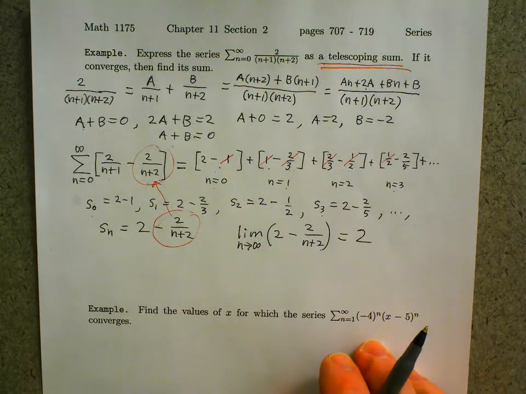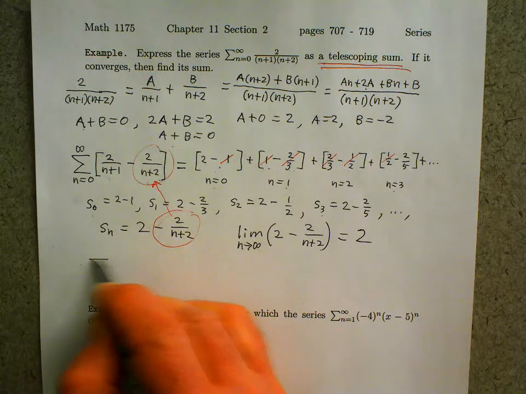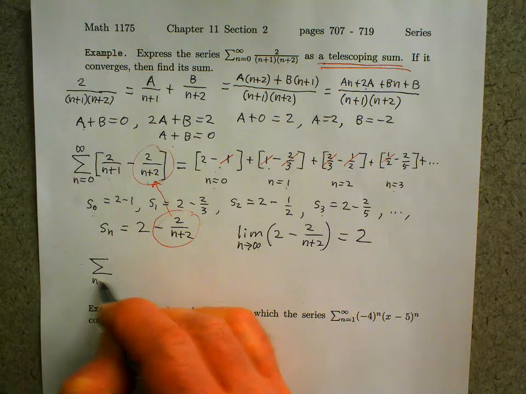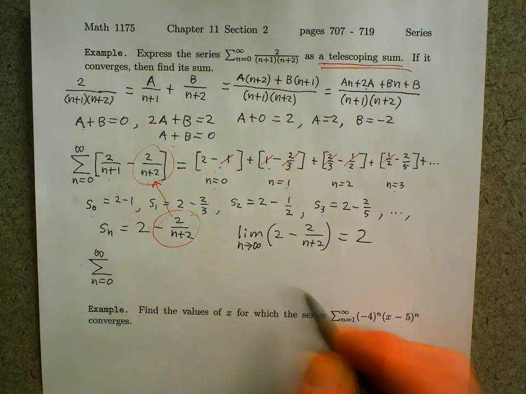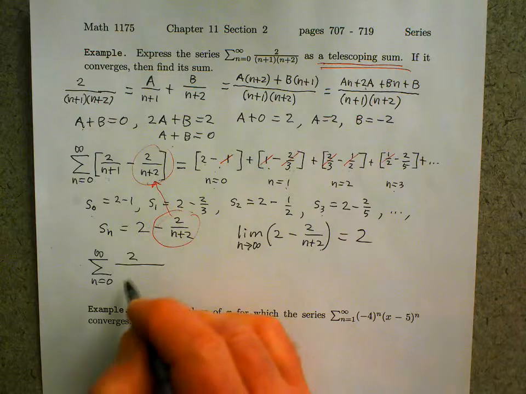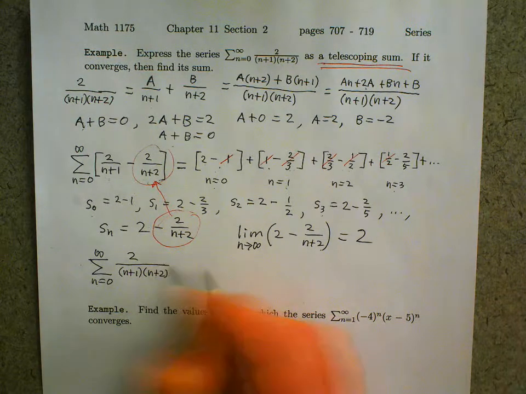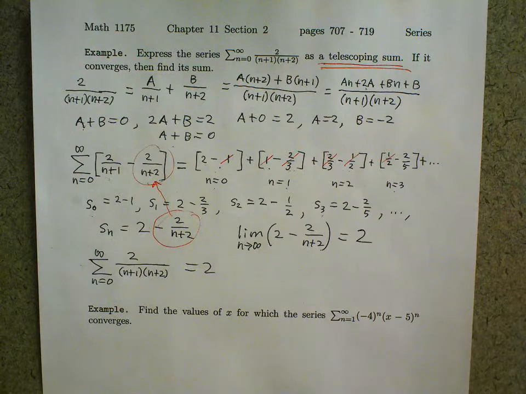And so we conclude that this infinite series, referred to as a telescoping sum, converges to 2.